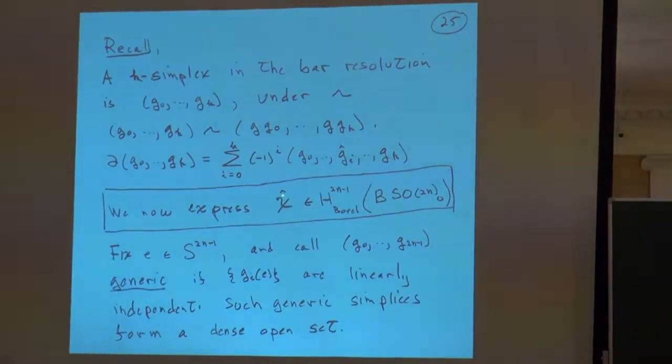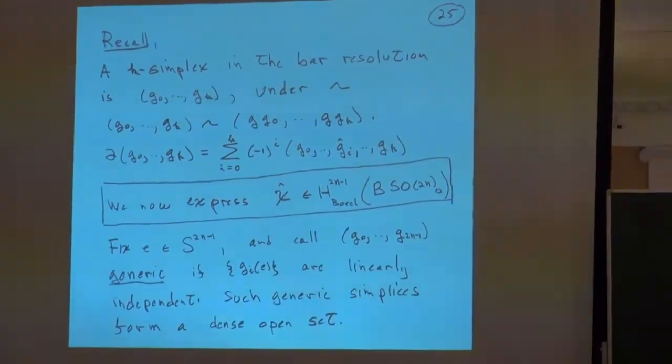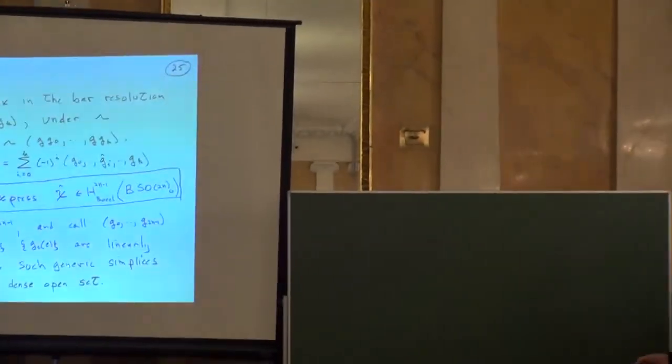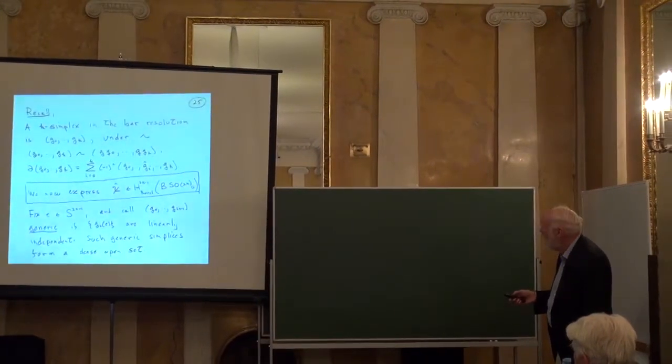Now, I want to express chi hat, we'll take the easiest one, as an element of the (2n minus 1)-dimensional Borel cohomology of the classifying space of a discretized special orthogonal group. Okay. So I want to do it right in the bar resolution. I want to show how you get that in the bar. So fix a point in the (2n minus 1)-dimensional sphere, and we'll call a simplex generic if when I apply each of the g_i to this element e, let's say the North Pole, I get a basis, I get linearly independent vectors. And such generic simplices form a dense open set. Almost all of these are generic. It's just like if you take a random set of vectors in the sphere, with probability 1 they're going to be independent. They might not be, but there it is. So those are the generic simplices. And now I'm going to look at this.